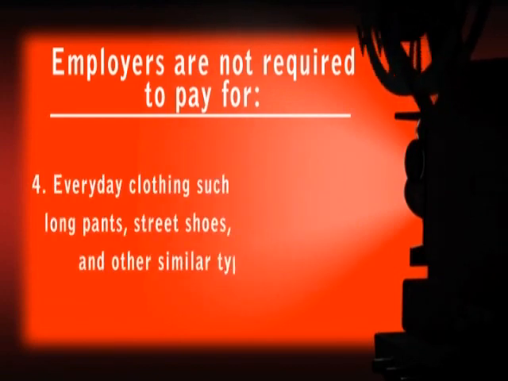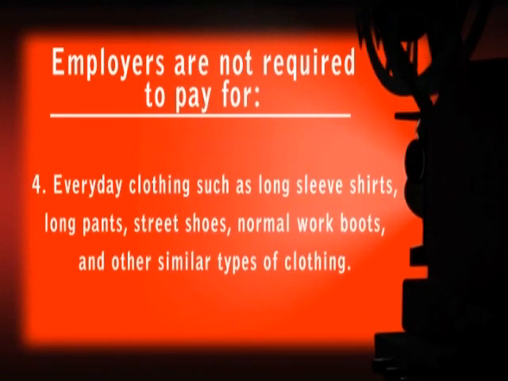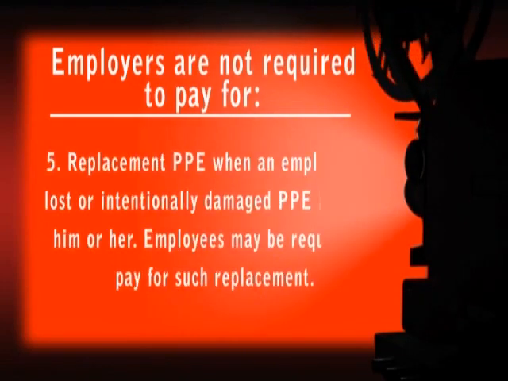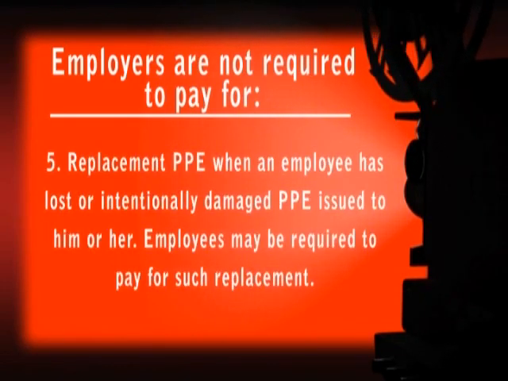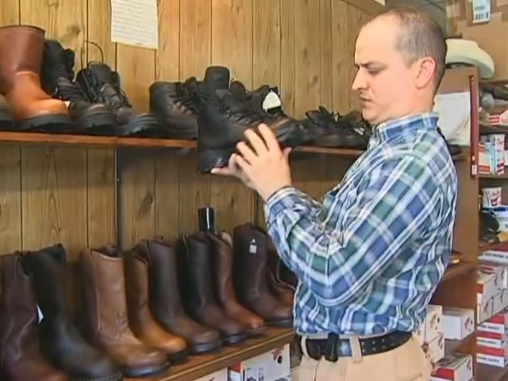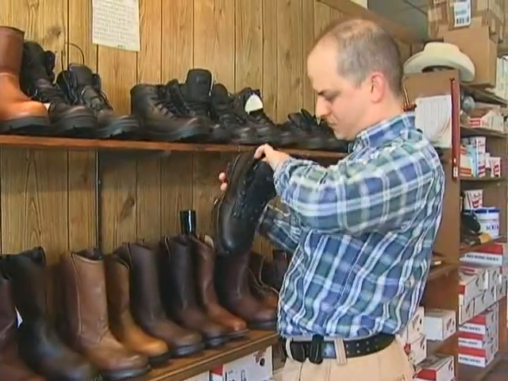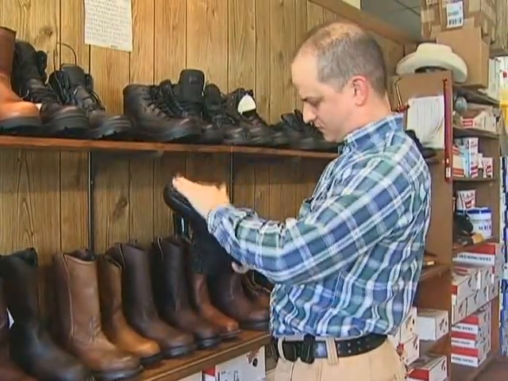Also not required are everyday clothing such as long sleeve shirts, long pants, street shoes, normal work boots, and other similar types of clothing; and replacement PPE when an employee has lost or intentionally damaged PPE issued to him or her. Employees may be required to pay for such replacement. However, employers are required to pay for replacement or upgraded PPE used to comply with OSHA standards.